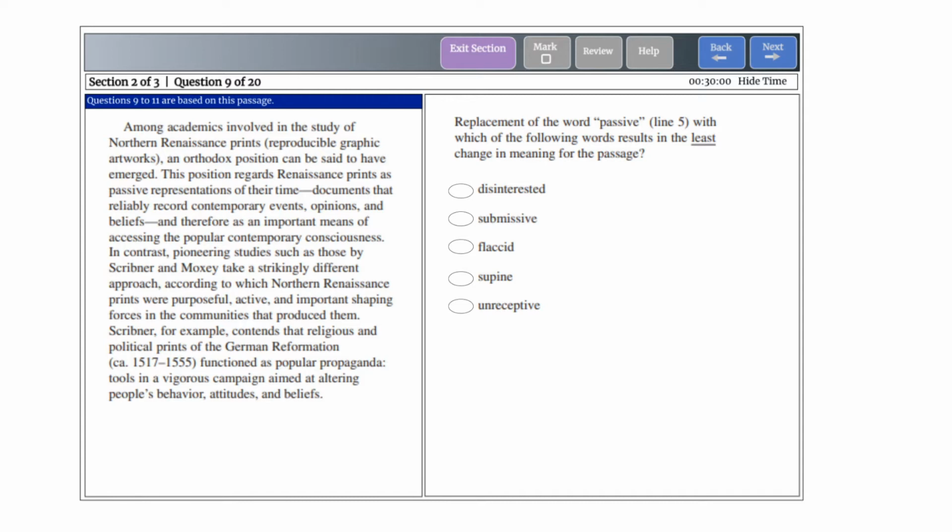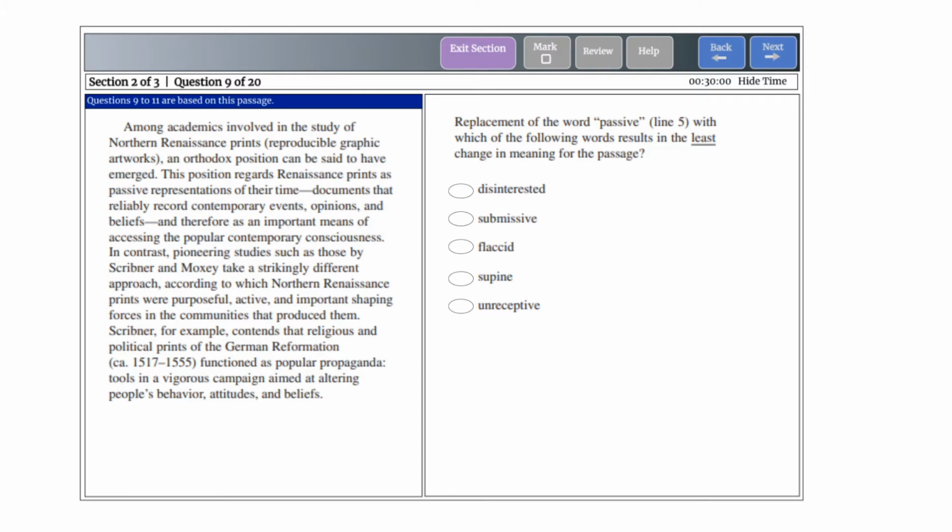So looking at our options, a lot of them could mean the same thing as passive. To be passive can mean that you're disinterested. It can also mean that you're submissive. If someone is acting passive, they might be unreceptive. If someone is laying around in a passive way, they might be supine. So there's a lot of ways in which these words could mean the same thing. So we have to go to the text.